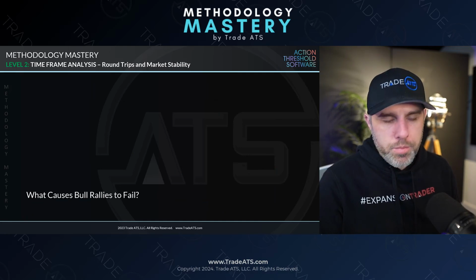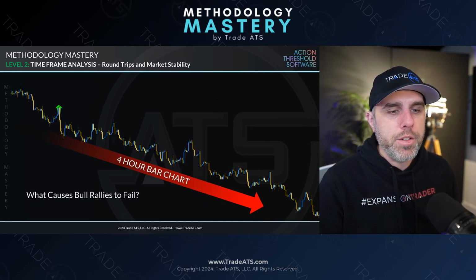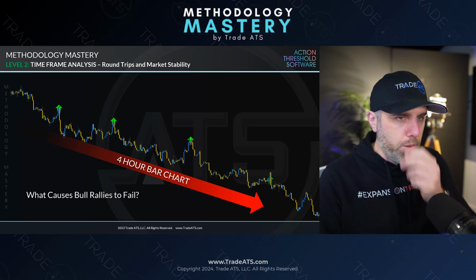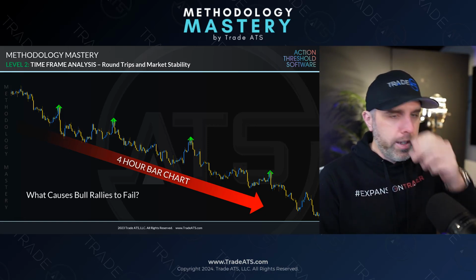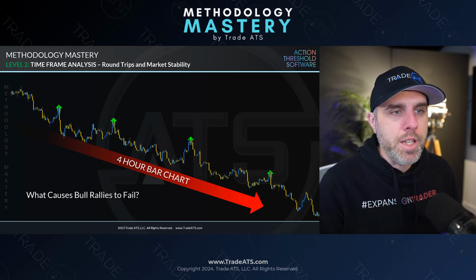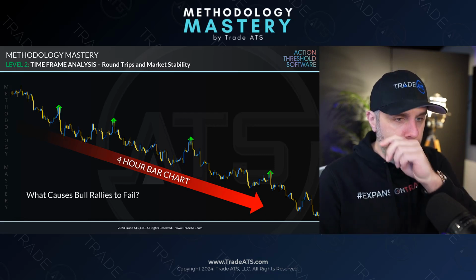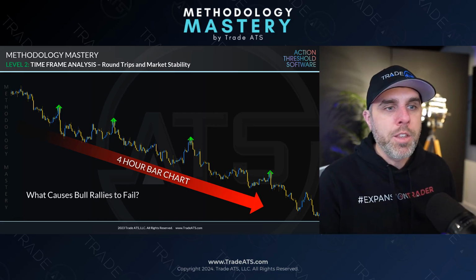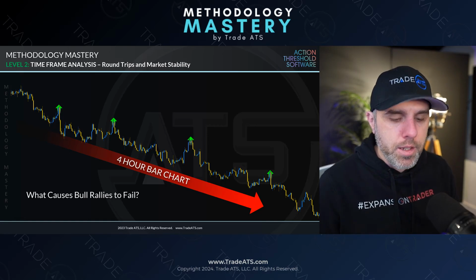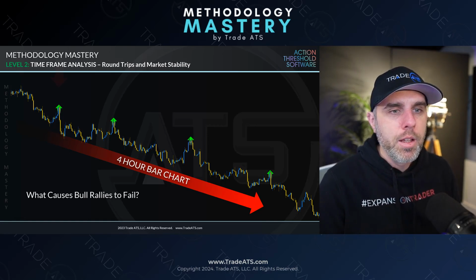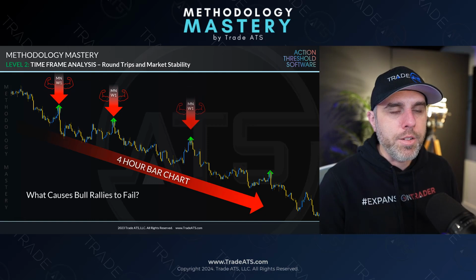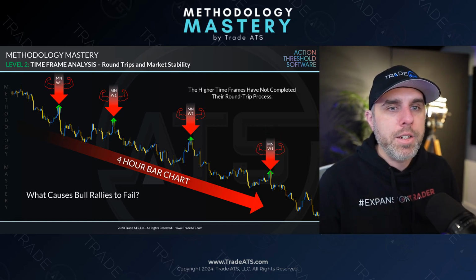Okay. So what causes bull rallies to fail? Another example to get your mind in the right spot on this. As we see right here, we're looking at a 4-hour bar chart headed down. You see these little green arrows at the peaks, which look like potential rallies, especially in the moment, right? If you're in the moment and you see these turns happen, you think, okay, is this the end of the bear market, right? What causes these to fail is the higher time frame round trip cycle. We call it the higher time frame flow of money.